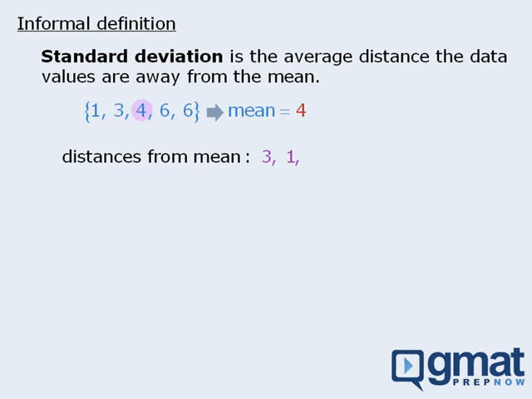The third number is 4, and it is 0 units away from the mean. Next we have 6, which is 2 units away from the mean. And finally we have another 6, which is 2 units away from the mean.